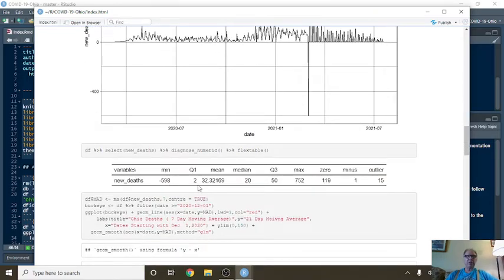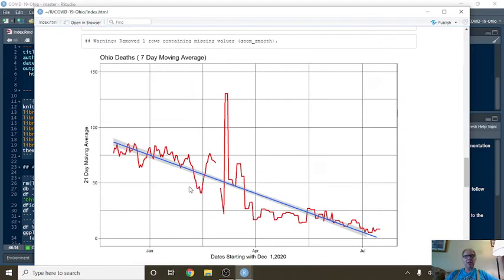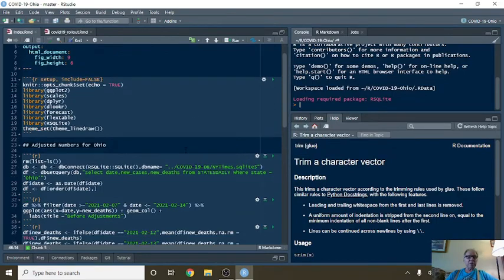A few summary statistics. Now, here's a plot of deaths. This is from December 1st, which is actually, it should probably be, I could probably do October 1st, since that would be the start of the fourth quarter. Let's just see what happens here.